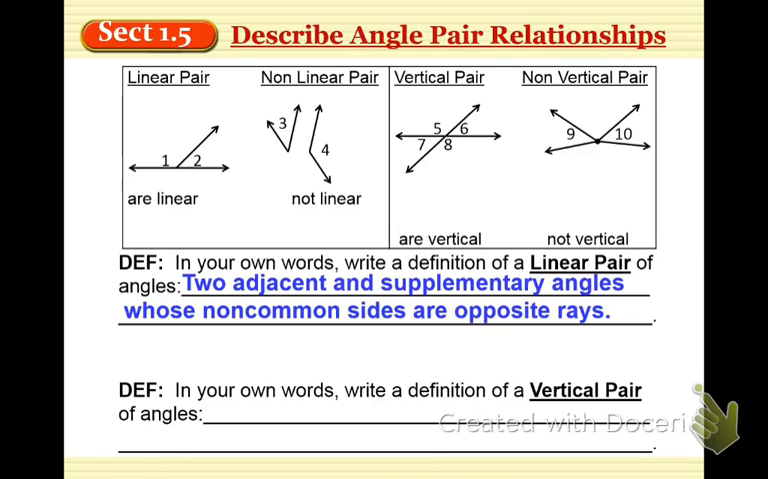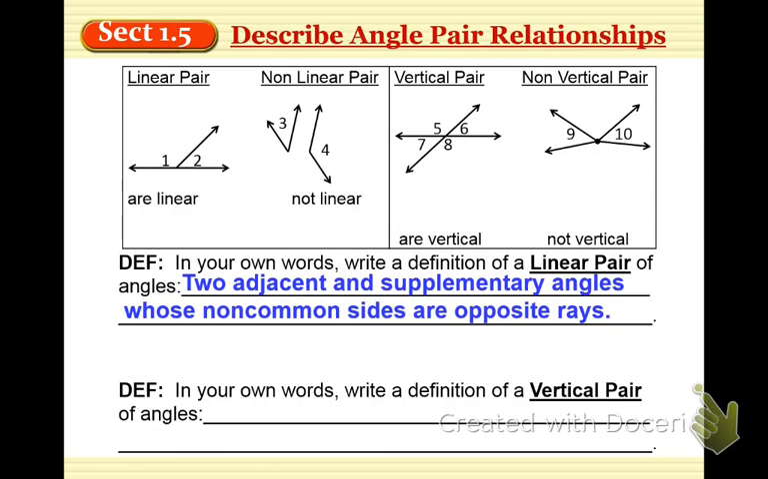Two supplementary adjacent angles form, and you guys keep saying a line, and that's great because line is the base of linear. So hopefully it makes sense that if they're a linear pair, then they're two angles that form a line. Their non-sharing sides, their non-common sides, are opposite rays, or they help form a line. So you see the examples there. Left-hand side is a linear pair, right-hand side not. They have to be side by side.